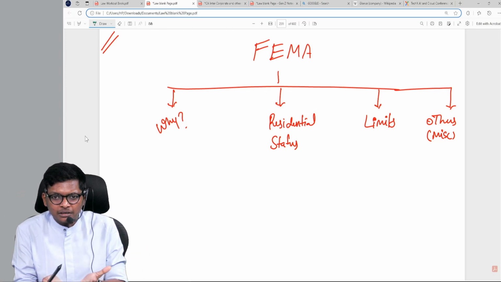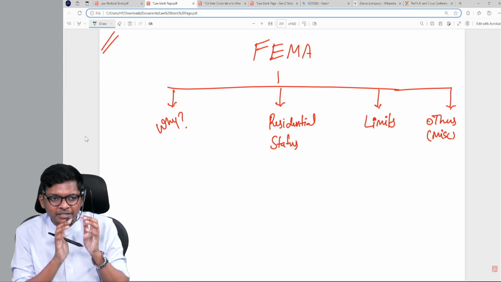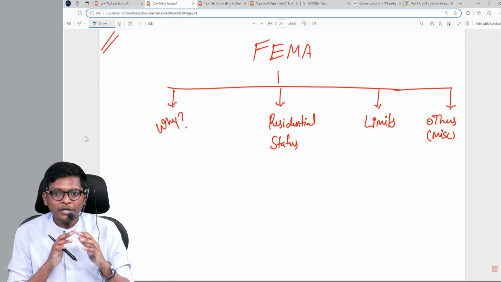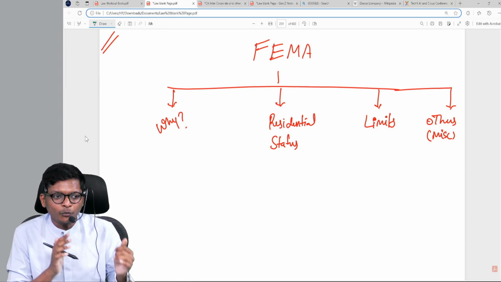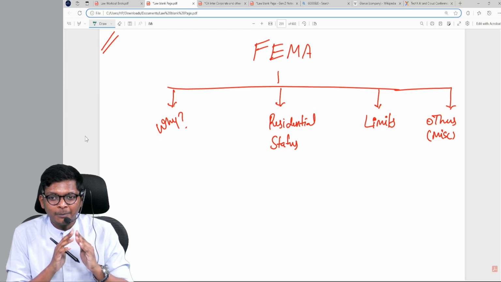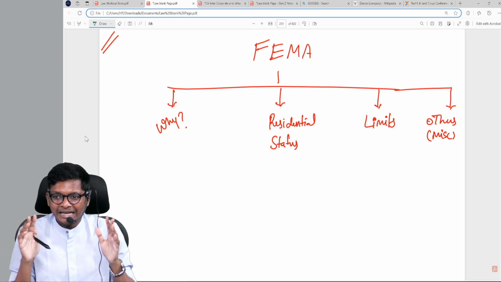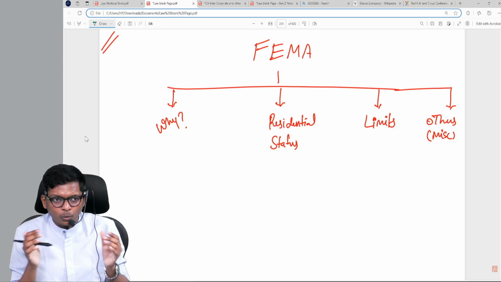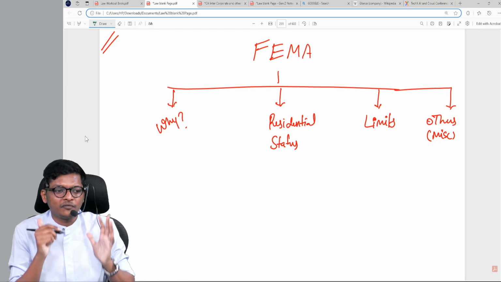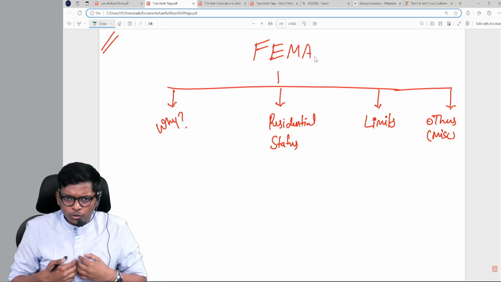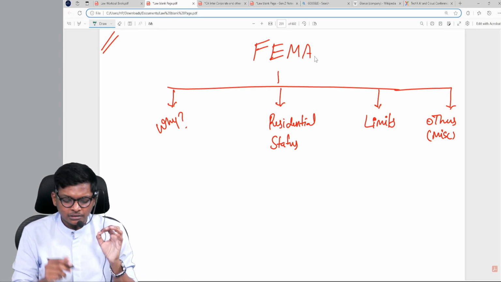It's a huge act, but for the Inter syllabus it's very small. Meaning, when you studied the Companies Act in Foundation, it was nothing compared to the Companies Act of Inter. Like that, FEMA is a big act. What we have is only a portion of it. So we are going to do FEMA in simple ways.